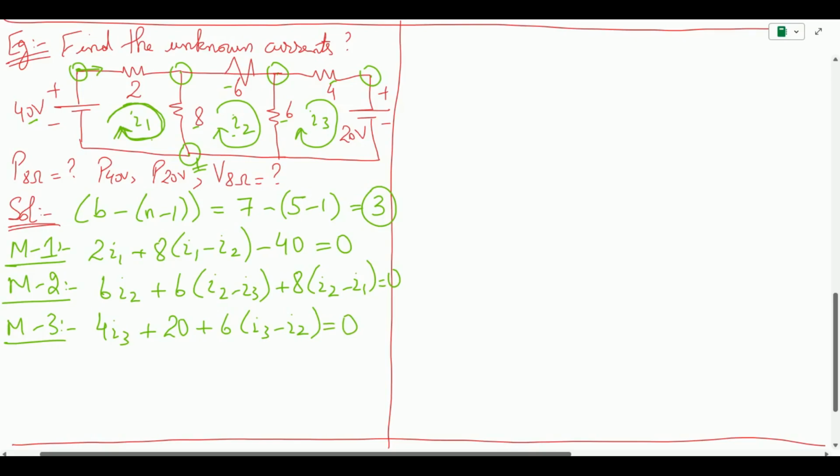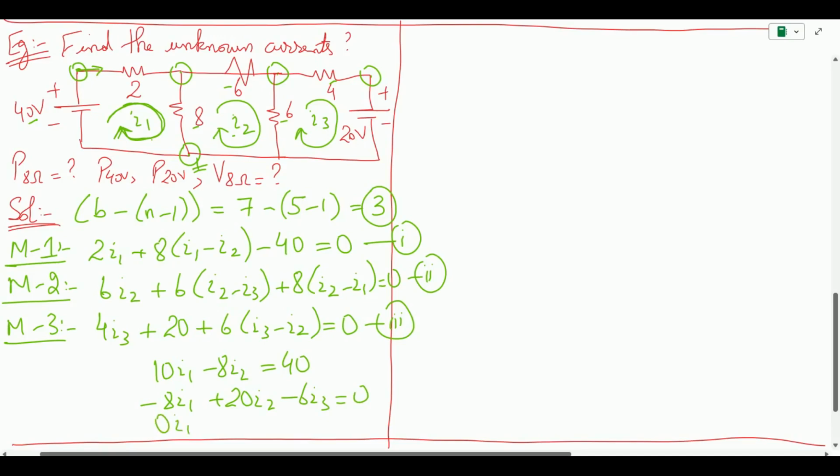I can simplify these equations for a better clarity. So this is equation 1, this is equation 2, and this is equation 3. So the three equations in a more simplified way will be 10 I1 minus 8 I2 equals to 40, then minus 8 I1 plus 20 I2 minus 6 I3 equals to 0, and then I have I1 which is 0 minus 6 I2 plus 10 I3 equals to minus 20.